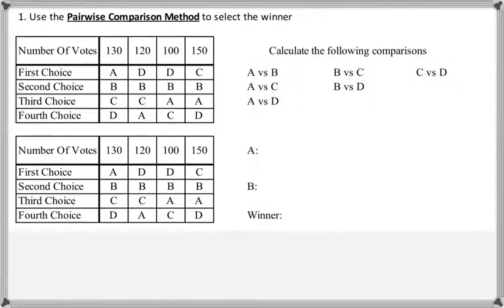So first up is A versus B. So I'm looking at the first 130 people, and I don't care about C or D. I'm just looking at A and B, and which one is higher, meaning which candidate do the 130 people prefer between A and B, and that would be A.